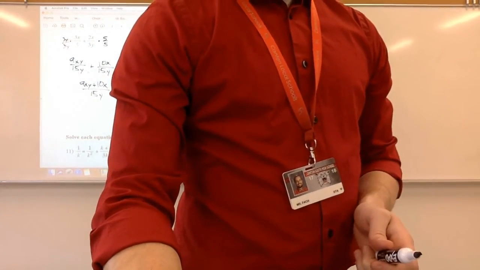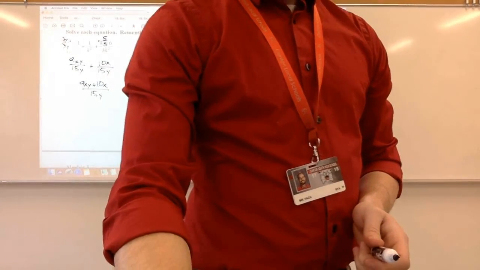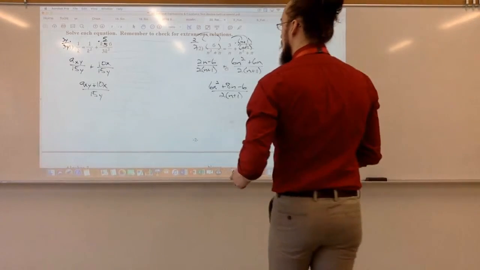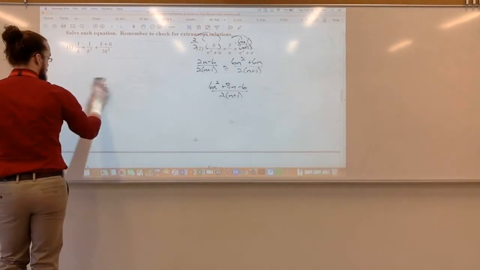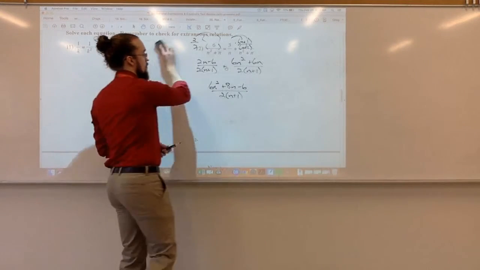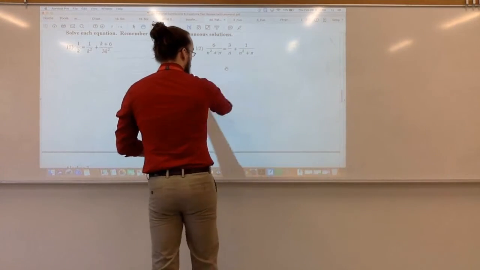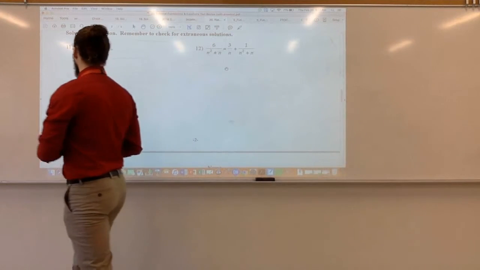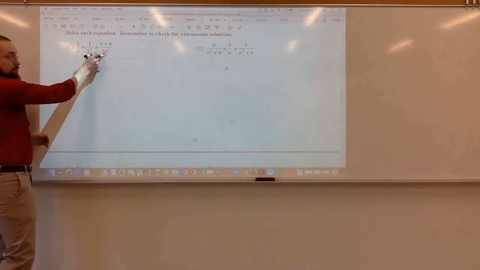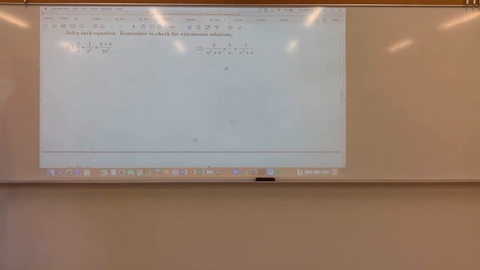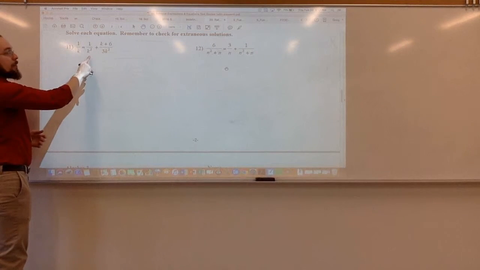All right, then the last two are just solving rational equations. So on this first one, you remember the first step is just to look at the side that has addition and make those into one fraction. To do that, I need to get common denominators.